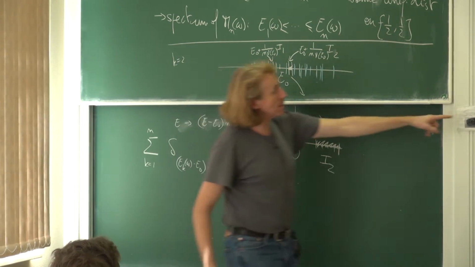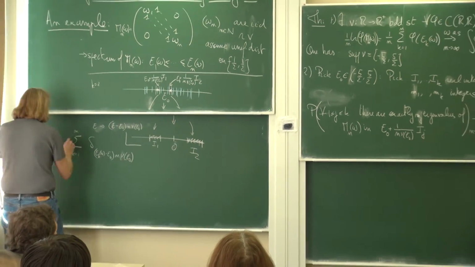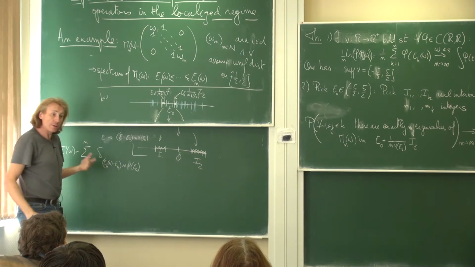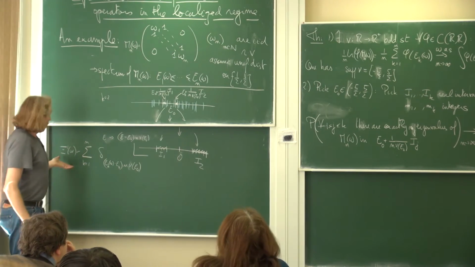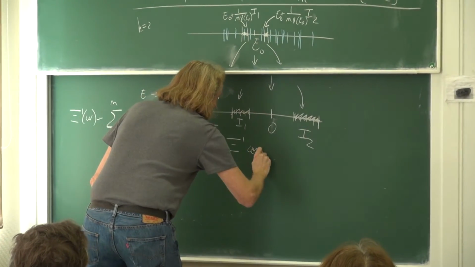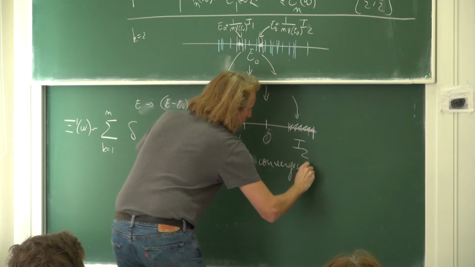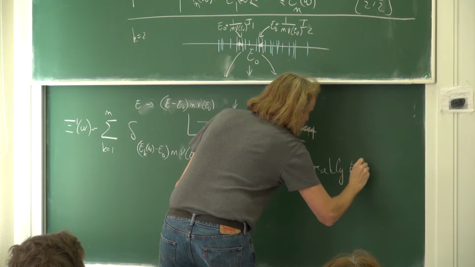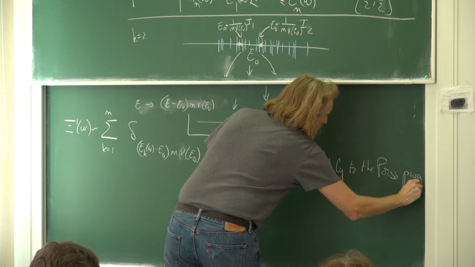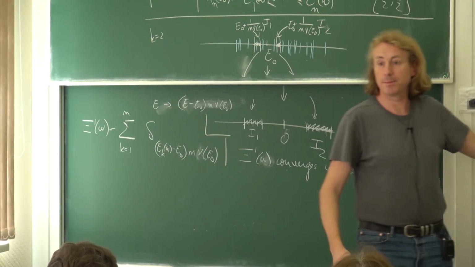And what this statement says is that locally, weakly, this process, xi1 of omega, so that's a random process, it depends on omega, converges weakly to the Poisson process on the real line. This is what this statement here says.